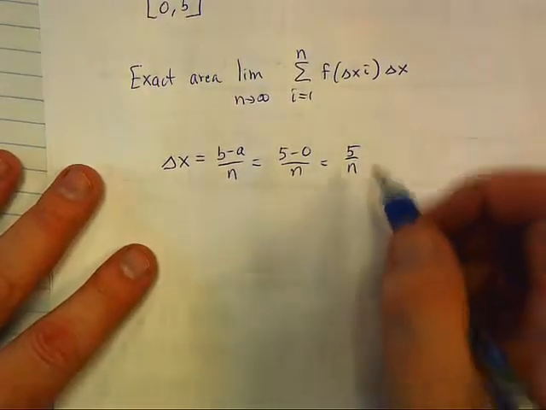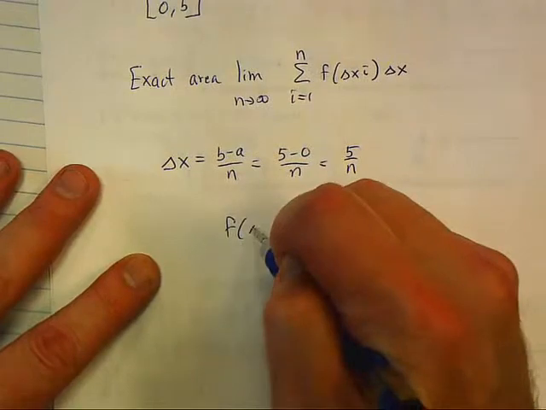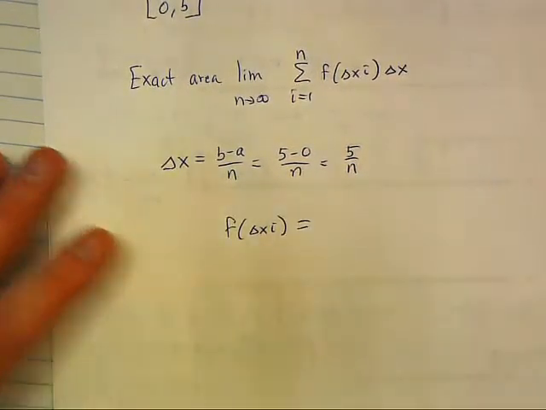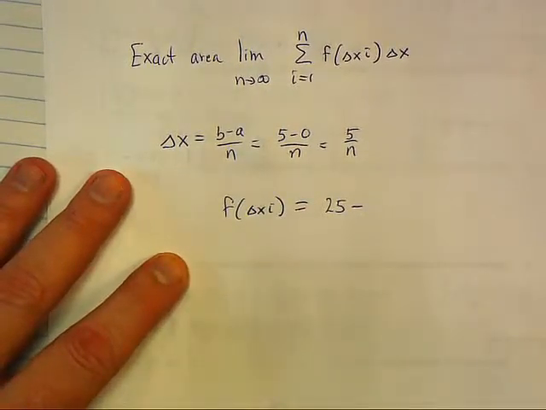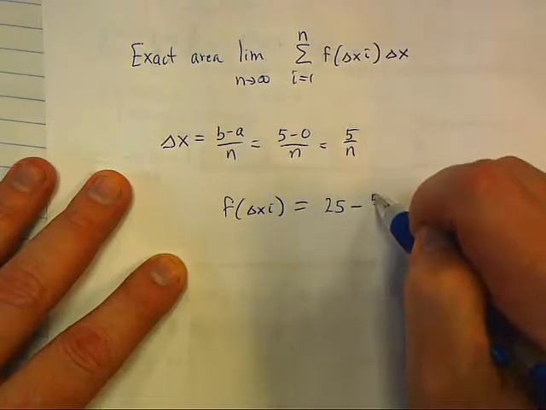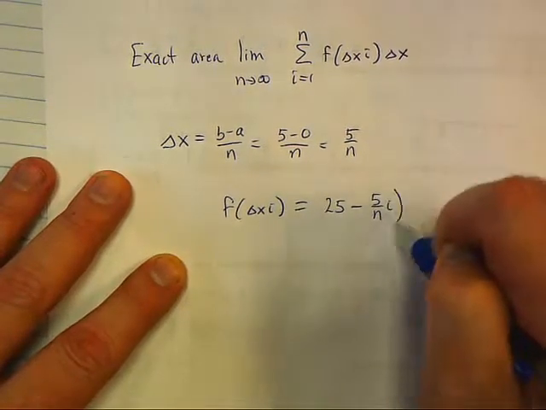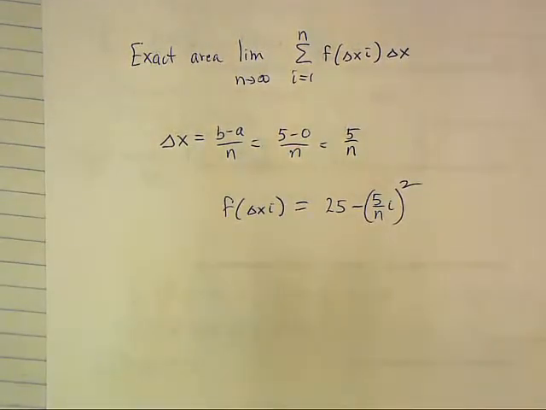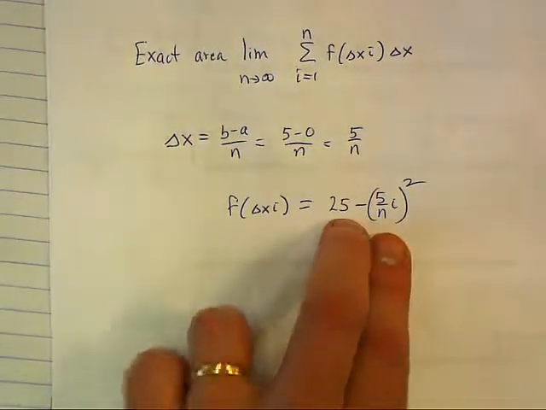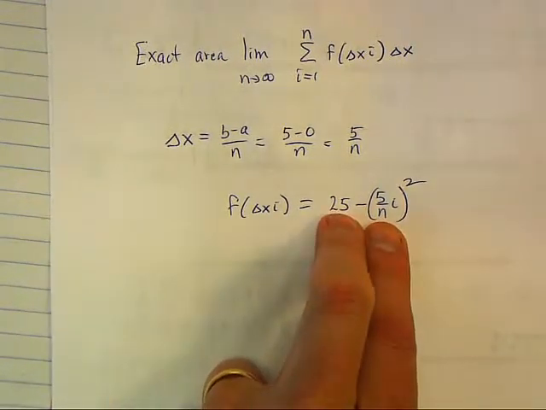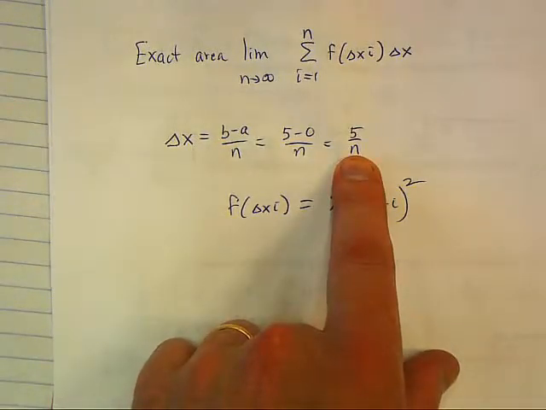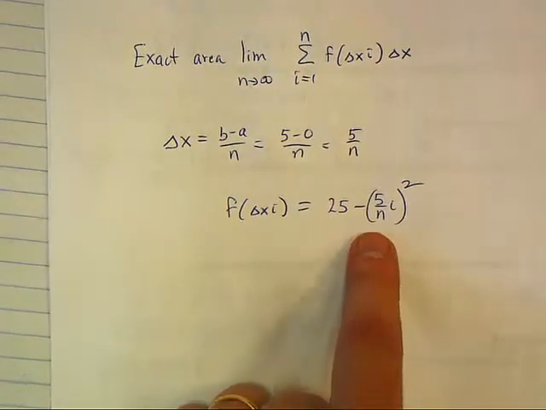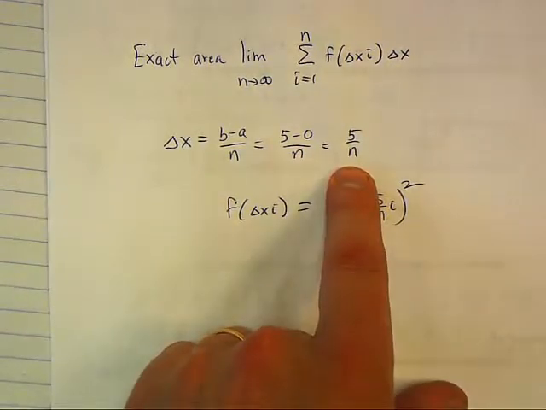All right. So what would this symbol then mean? What would f of delta x i equal? You take 25 minus, and then you put in 5 over n times i, and then you square that. Correct. So that symbol right there represents the height of each individual rectangle. And what's this 5 over n represent? Delta x, which is the width of each rectangle. So this symbol is the height of each rectangle. This symbol is the width of each rectangle.